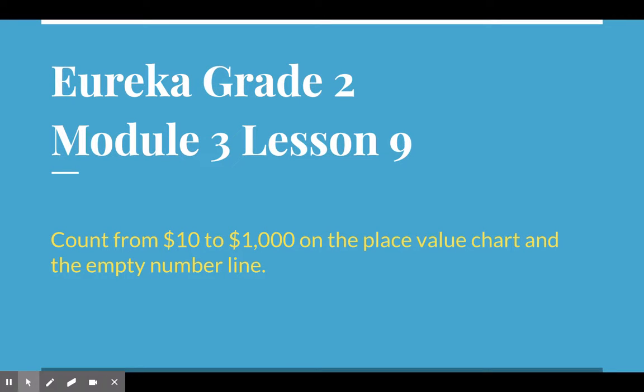Eureka, Grade 2, Module 3, Lesson 9. Count from $10 to $1,000 on the place value chart and the empty number line.